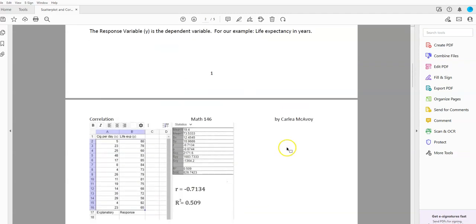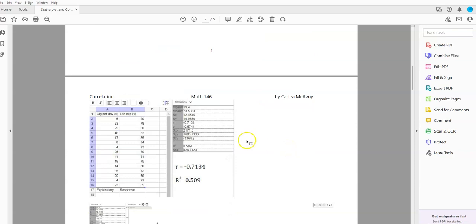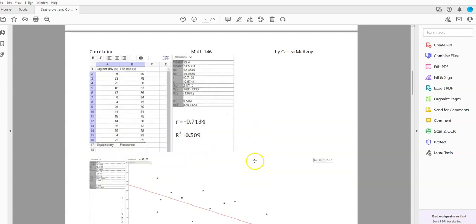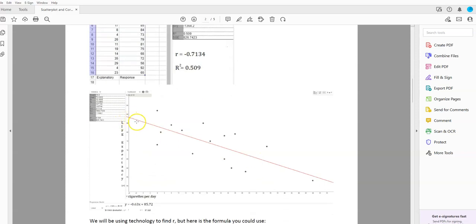So when I look at this, this is a screenshot from that GeoGebra work we were looking at. We saw R is -0.7134. That is the correlation coefficient. We know then that it's going to be negative, as it's dropping from left to right as we go. And -0.7134 is not 1, but it's a pretty strong correlation.